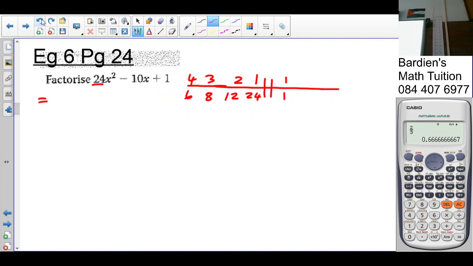You all with me there? Do we add or subtract the products? We add it. Why? The last term is plus, so we must add the products. Not so? So it's going to be 1 times 1 is 1. 1 times 24 is 24. We add it, we get 25. What am I looking for? 10. Not what we do. No?